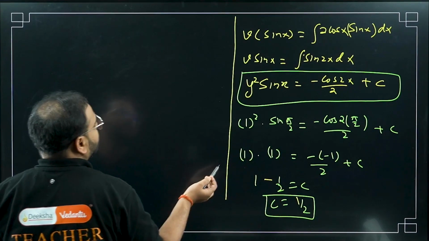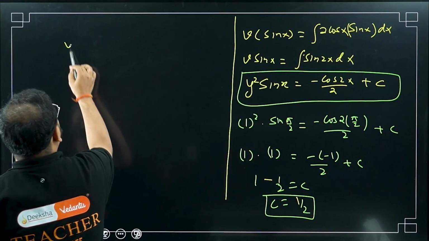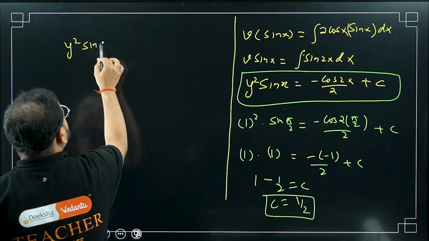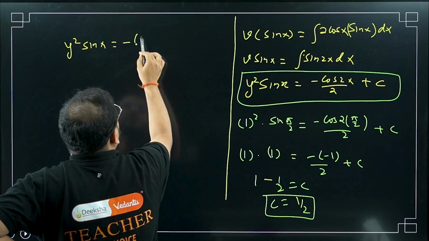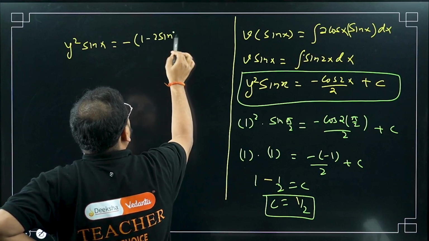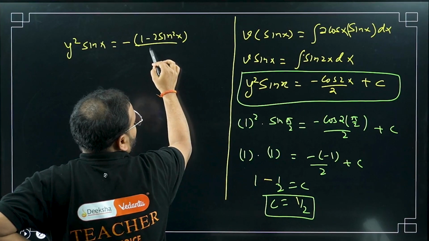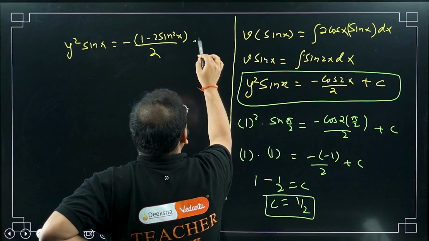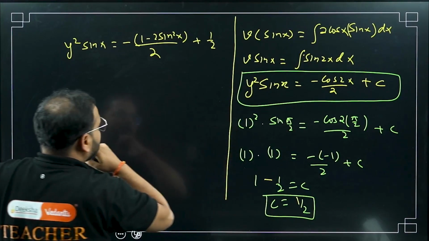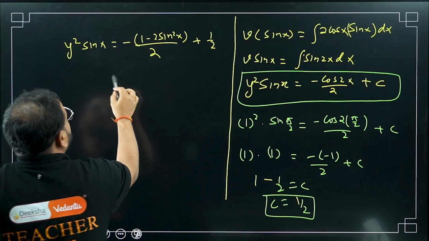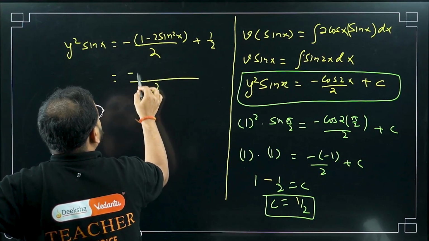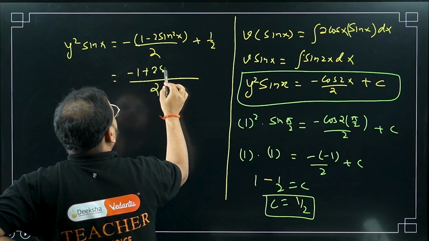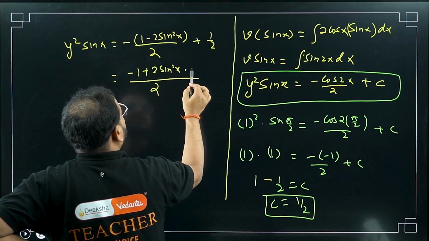Now put this in the equation over here. So y square sin x equals to minus 1 minus 2 sin square x upon 2 plus 1 by 2. Now I can take this 2 as LCM, and this will become what? Tell me here. 2 as LCM will become minus 1 plus 2 sin square x and plus 1.